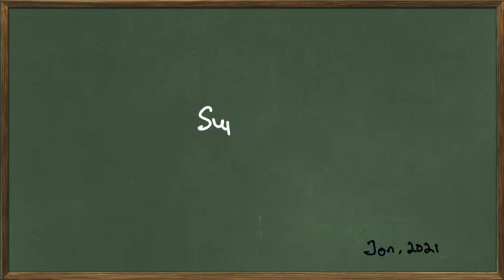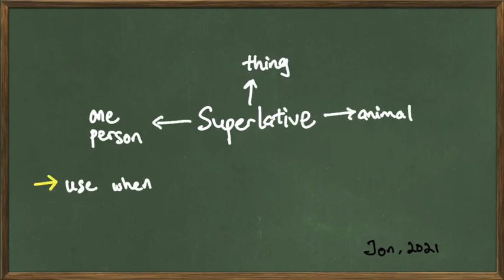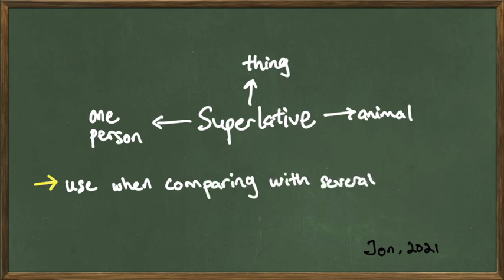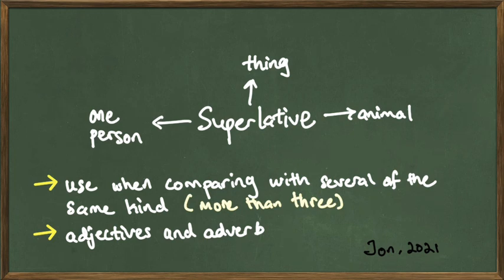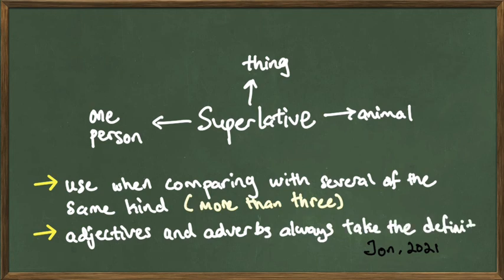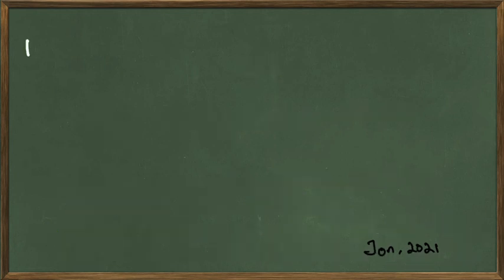Next, we are going to look at superlatives. We use it when we are comparing one single thing, one person, one animal to several of the same kind. What does it mean by several of the same kind? Maksudnya kita banding satu benda dengan jenis yang sama, selalunya lebih dari 3 benda. The adjectives and adverbs always take the definite article the, and are usually followed by of or in.